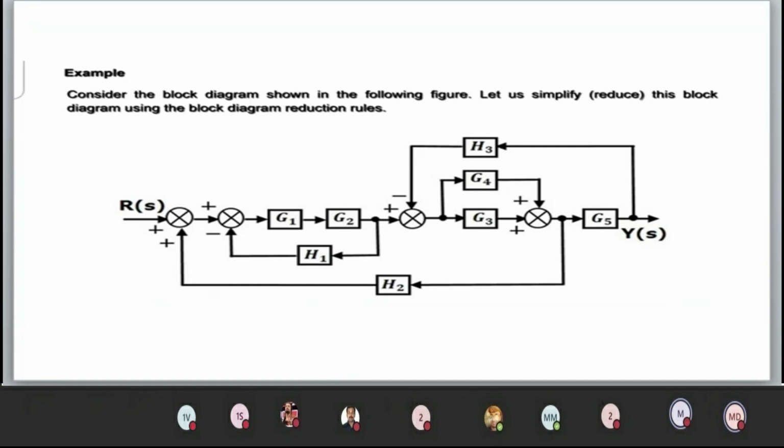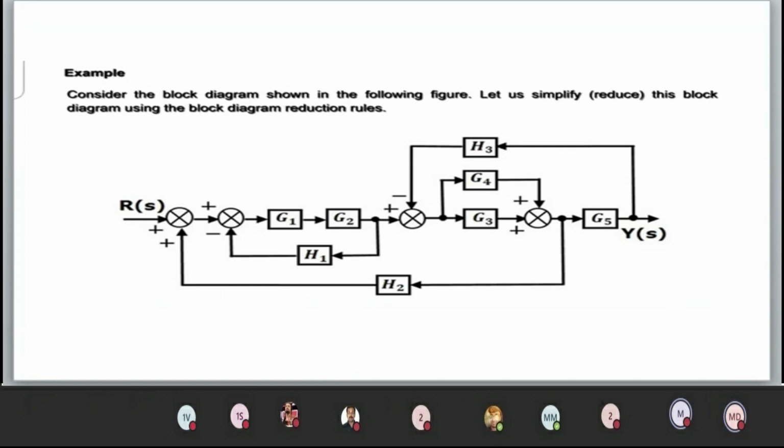Consider the block diagram shown in the following figure. Simplify this block diagram using block diagram reduction rules. Okay. So now you can notice how many blocks we have. 3, 6, 8. We have to convert or simplify this into a single block. R of S is input, Y of S is output. You have 4 summing points, don't forget.